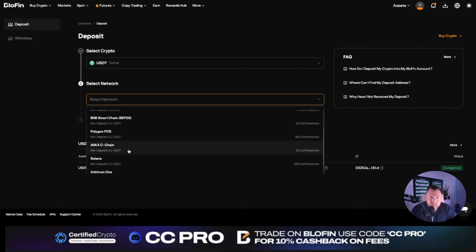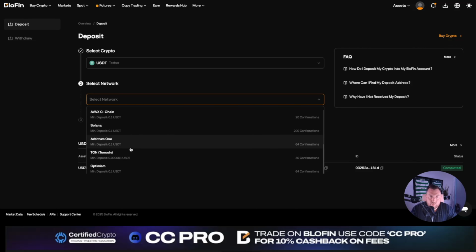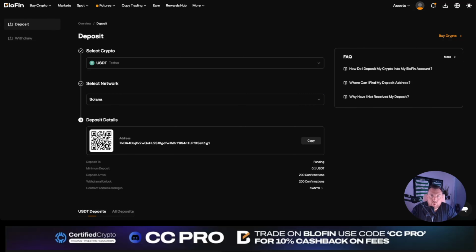And as you can see, it supports loads of different networks. If you're sending from Swissborg, they operate on the Solana network. I'm going to be sending USDT from Swissborg to BloFin. So I'm going to select the Solana network and then it's going to give me an address. Now for me at this point, I would normally use my phone to scan the QR code just so there's no mistakes copying the address.